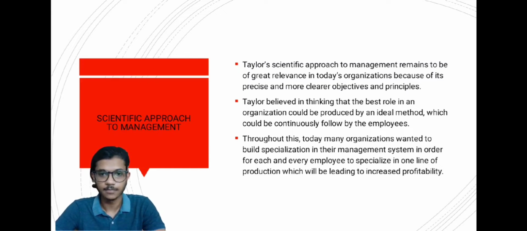Taylor believed that the best role in an organization could be produced by an ideal method, which could be continuously followed by the employees. Today many organizations want to build specialization in their management system in order for each and every employee to specialize in one line of production, which leads to increased profitability.